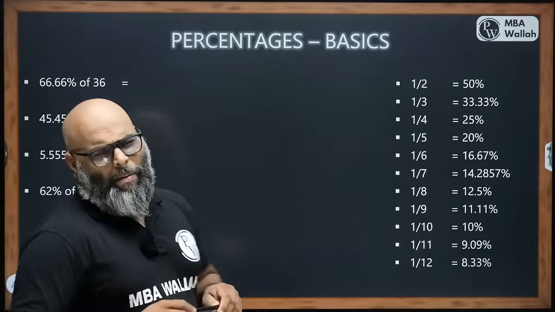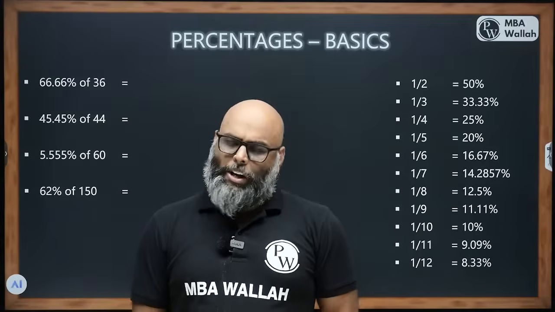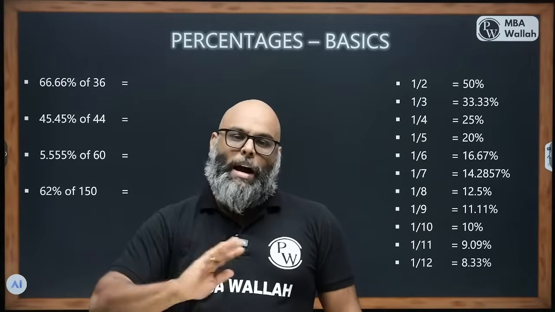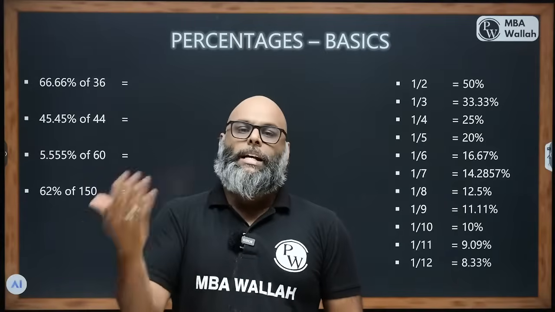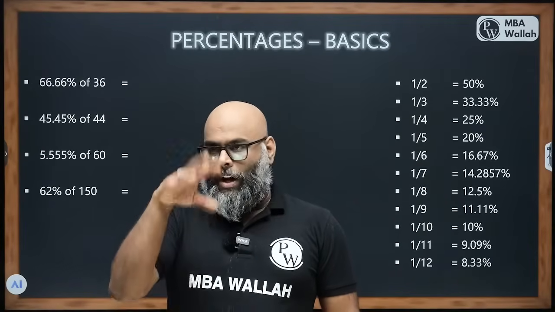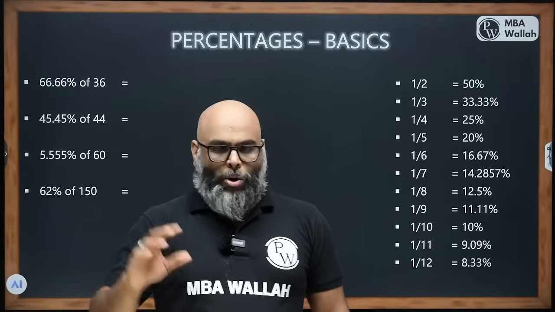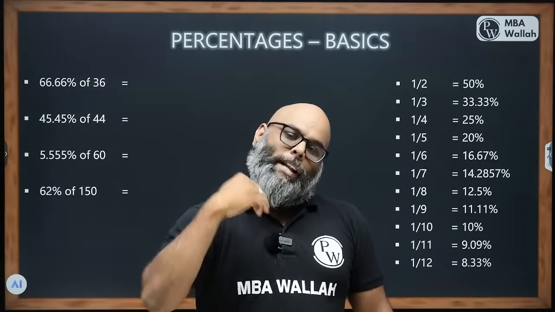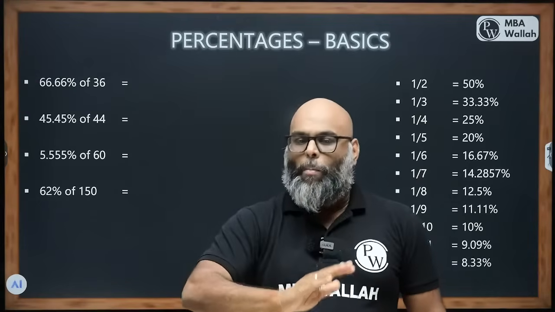1 by 13, 1 by 14, people barely get those values. You don't really have to remember that. In case you get something like that, do the manual division. You don't really have to remember it as a value. Most of the times you get 1 by 13, you don't get some percentage that is written as 1 by 13. You will automatically straight away get 1 by 13, so do not worry about it.